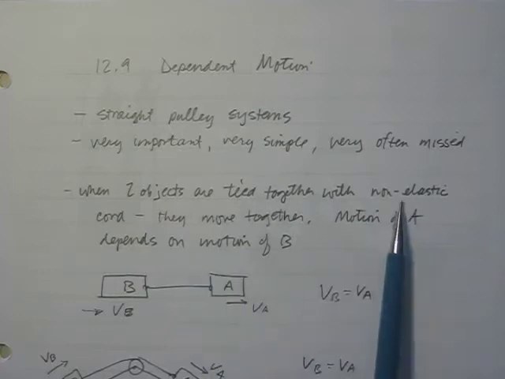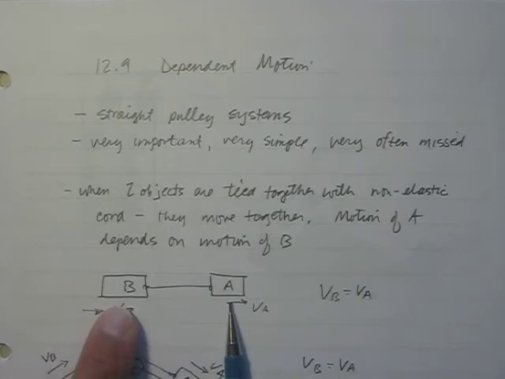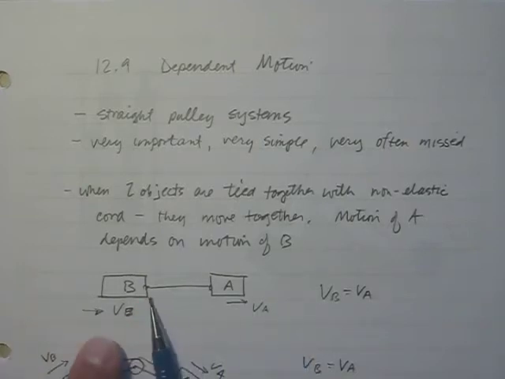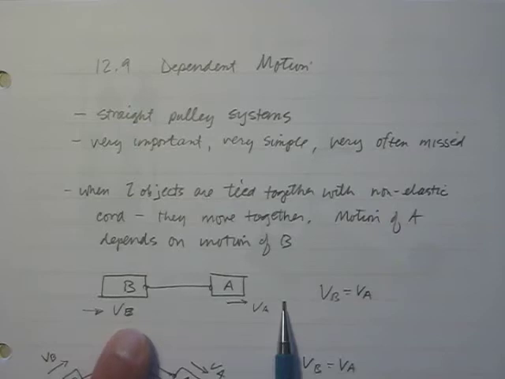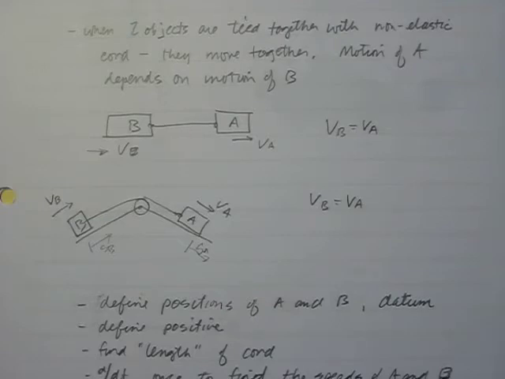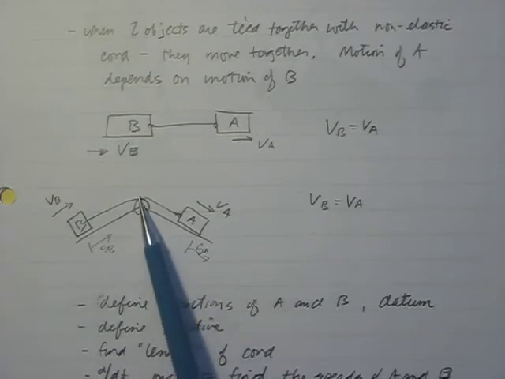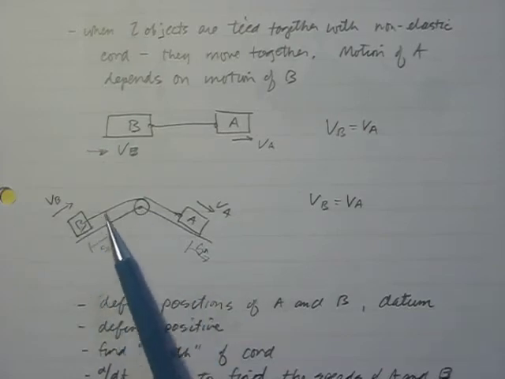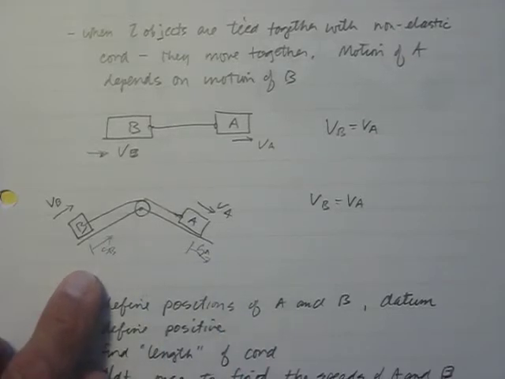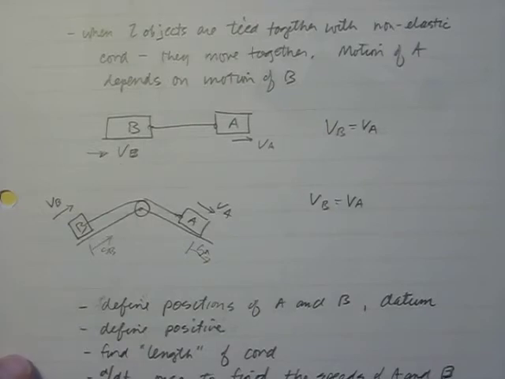All right, so when two objects are tied together with a non-elastic cord, they move together. The motion of A depends on the motion of B, or maybe in this case, the motion of B depends on the motion of A. If you pull on A, it's going to pull B along, such that if that cord is non-elastic, the velocities are going to be the same. That would make sense. The same thing if you're going around a corner in an inclined plane situation, or perhaps if the velocity of A moves down this way, because there's just one roller here, the velocity of B has to follow along, and the displacement of A is going to be equal to the displacement of B in this case, and the velocity of A is going to be equal to the velocity of B.